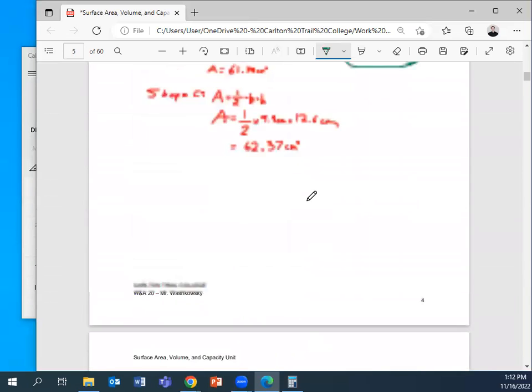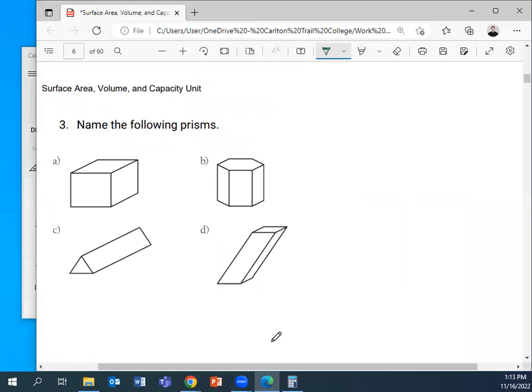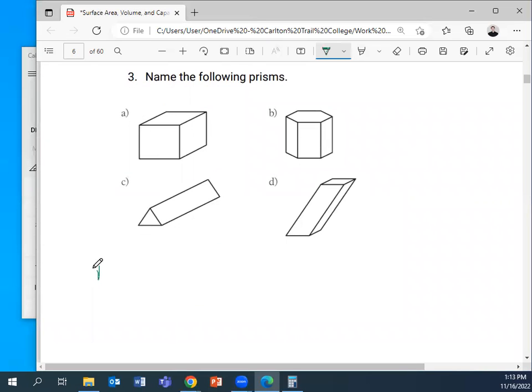I literally have it in front of me. What am I doing? Okay, so for naming these following prisms, this one here is just a, oh gosh. Oops, A is going to be a rectangular prism.